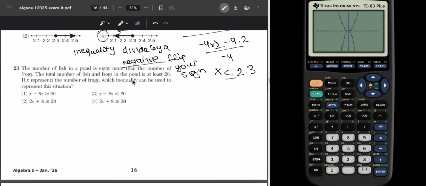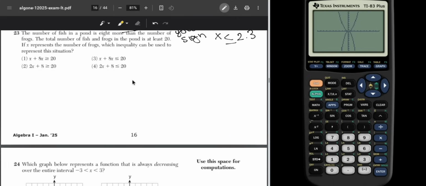Question number 23 says, the number of fish in a pond is 8 more than the number of frogs. The total number of fish and frogs in the pond is at least 20. If x represents the number of frogs, which inequality can be used to represent this situation? First, the total number of fish and frogs is at least 20, meaning it can be 20 or greater. That means I can eliminate answer choices 3 and 4 because they say the total is less than or equal to 20. Eliminate those.